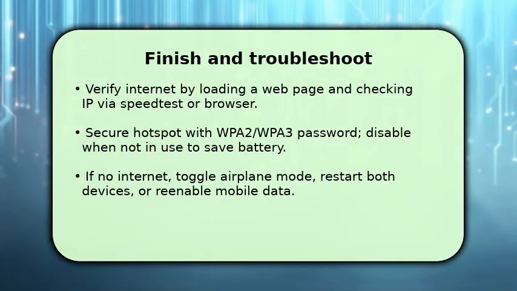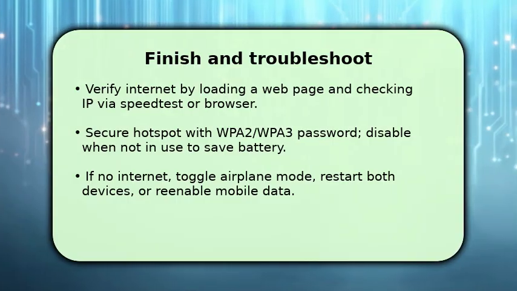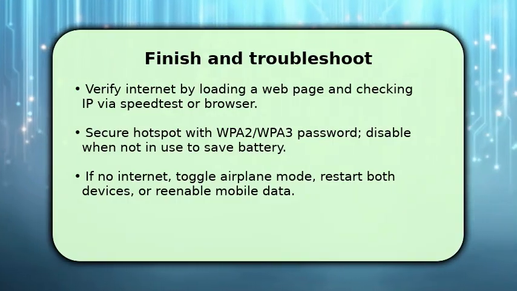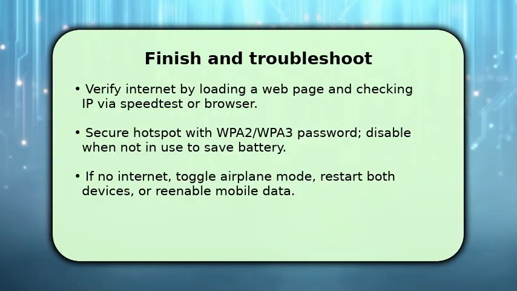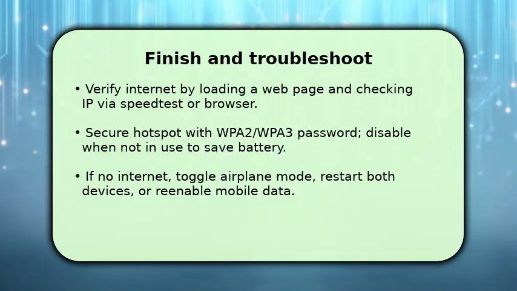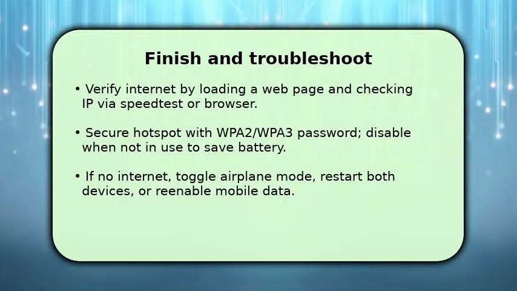If the PC connects locally, but there's no internet, try toggling airplane mode on the phone, restarting both devices, or re-enabling mobile data. These simple resets often clear routing or carrier authentication issues.